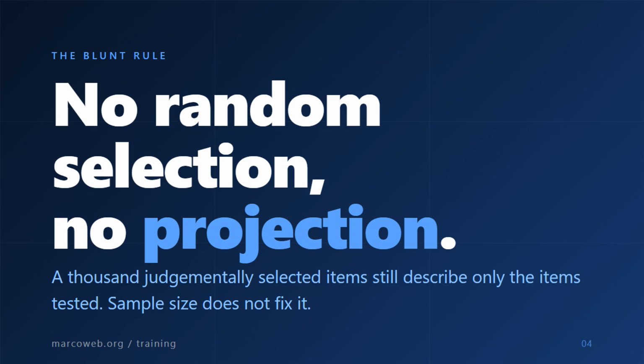The exam test of this is blunt. If a question describes a judgmental selection and an option projects the result to the population, that option is wrong. Sample size does not fix it. 1,000 judgmentally selected items still describe only the items tested, never the 4,000 you did not look at.